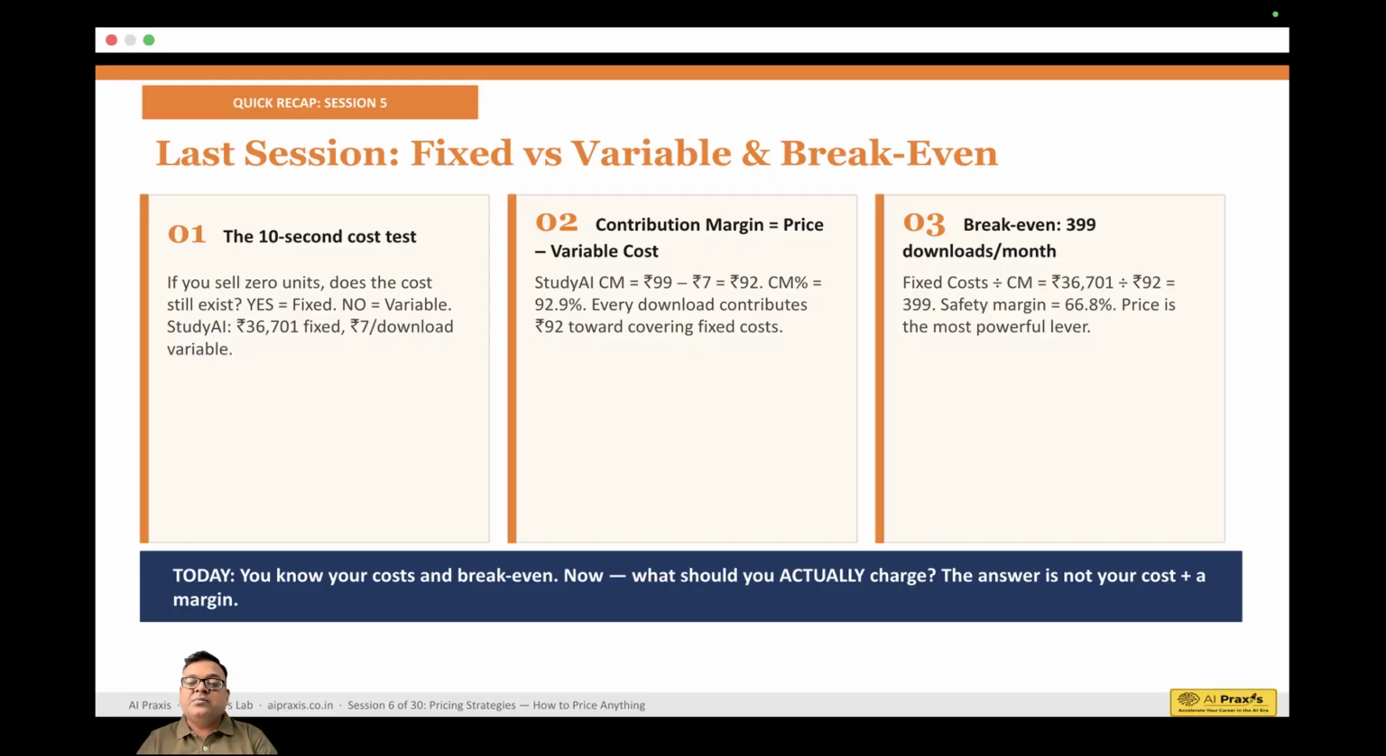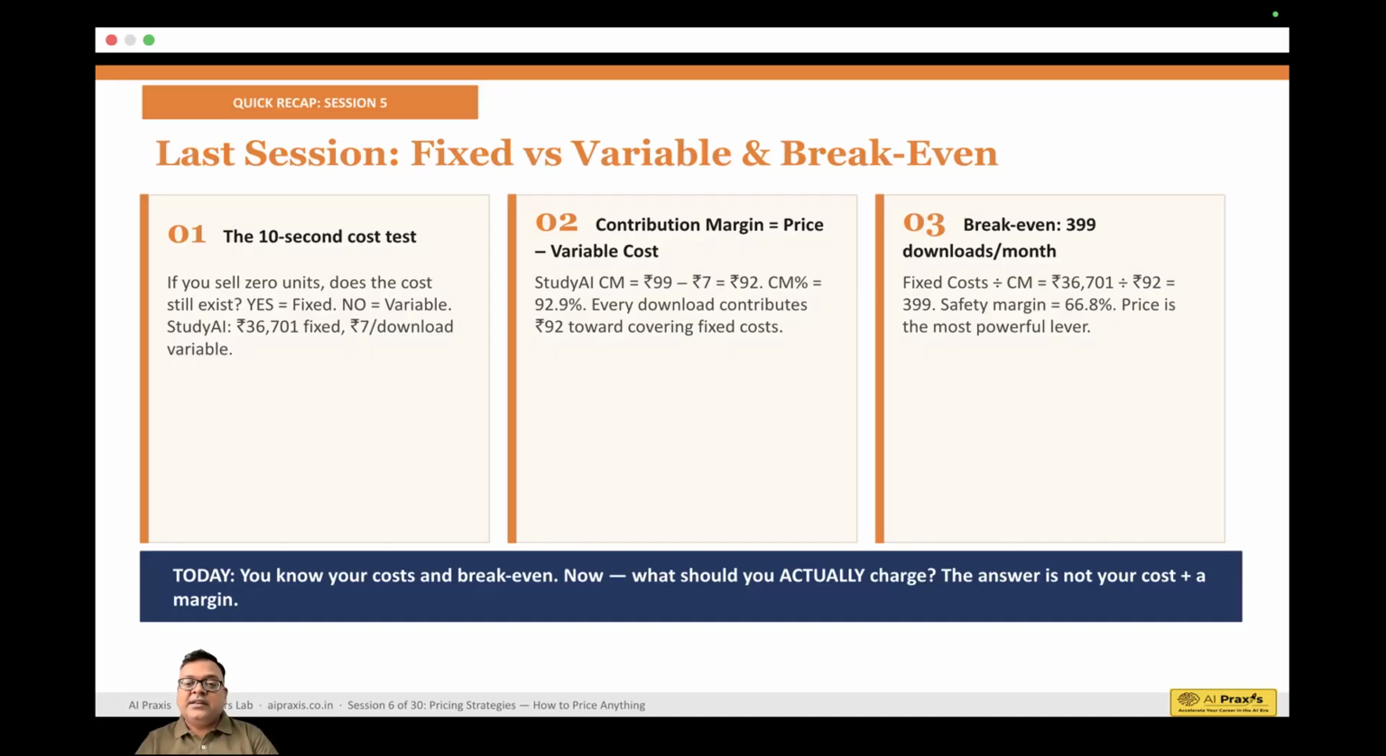In case of contribution margin, the equation is very simple. Contribution margin is equal to price minus the variable cost. So you may recall the contribution margin for the Study AI will be 99 minus 7, that is 92. And if you have to calculate its percentage, that is contribution margin percentage, then just divide it by 99 and you're going to get 92.9%. So every download contributes rupees 92. That's a contribution towards covering the fixed cost.